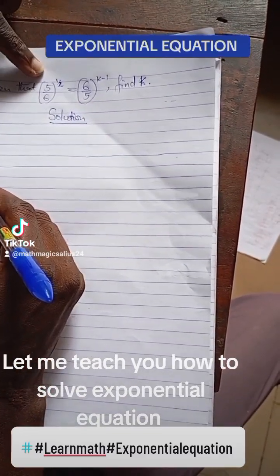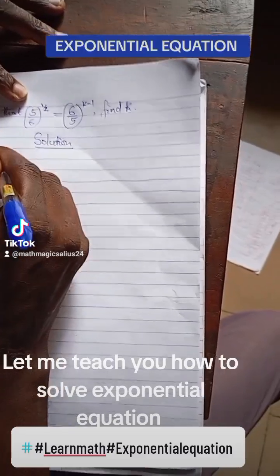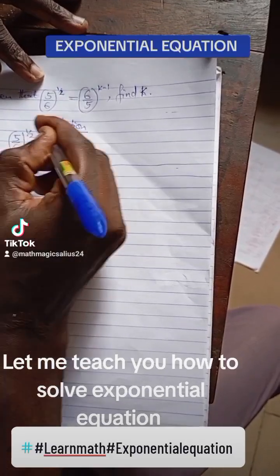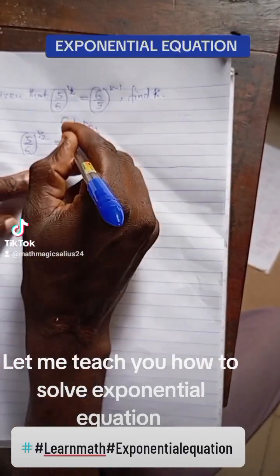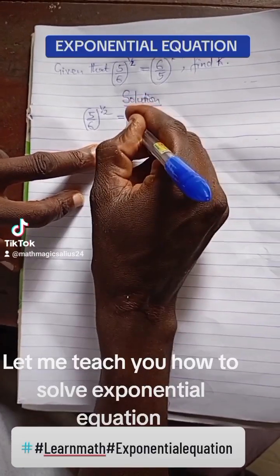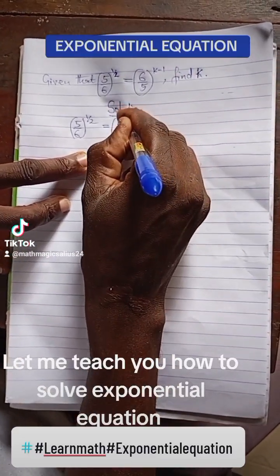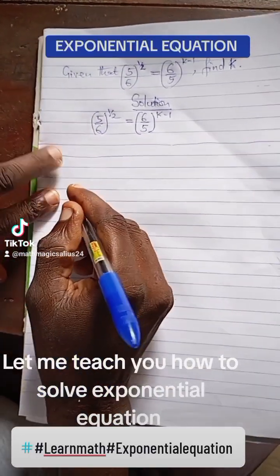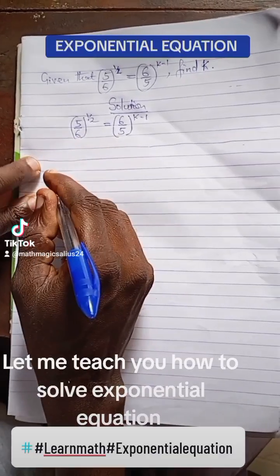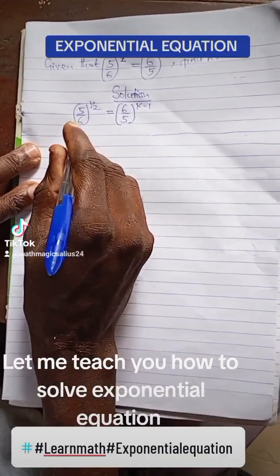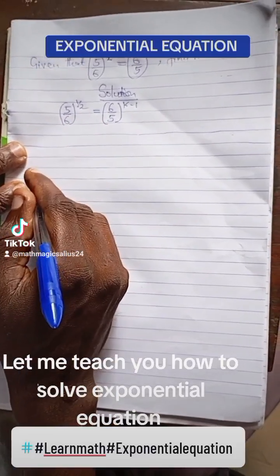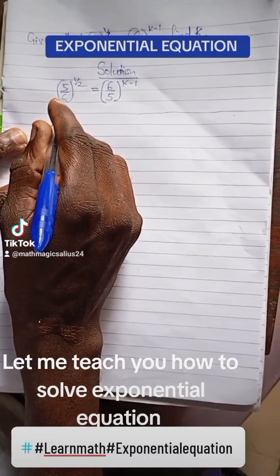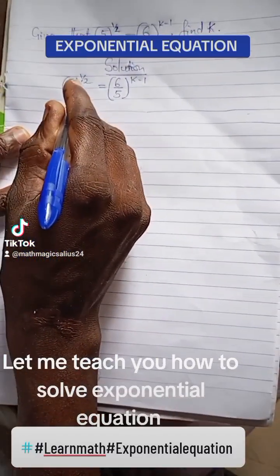Now, the original equation that is given is (5/6)^(1/2) equals (6/5)^(k-1). If you look at this exponential equation, you are going to observe that the bases are not the same. So for you to be able to solve this exponential equation, you must make sure that the bases are the same.